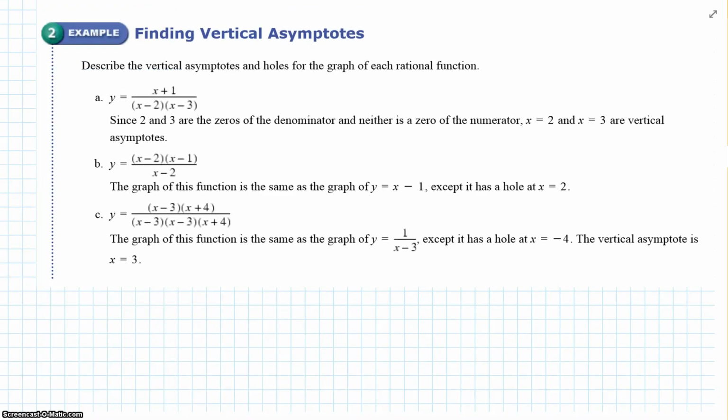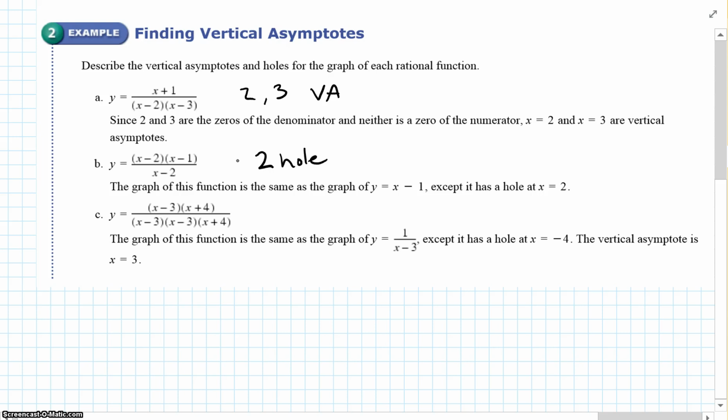So finding vertical asymptotes. Okay, describe the vertical asymptotes and the holes. Well, I can't factor anything out in the first one, so 2 and 3 are vertical asymptotes. Next one. 2 is a point of discontinuity. I can cancel it out, so it's a hole. All right. I've got points of discontinuity at x equals 3 and x equals negative 4. I can cancel out the negative 4's, so that's a hole. I cannot factor out all the 3's, so it is the vertical asymptote.